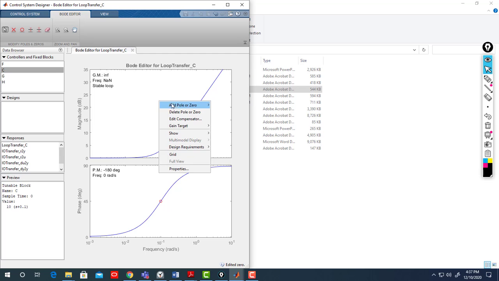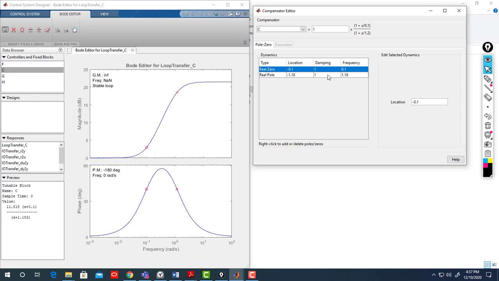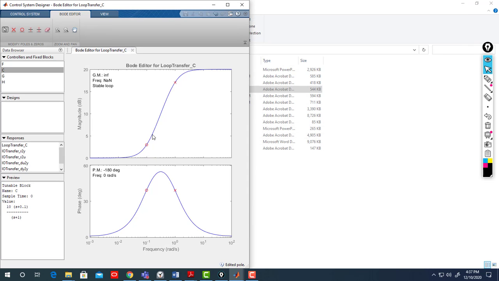And then I add a zero, right click, add real zero. You can do it this way, or click on the zero or the pole. Actually I want to add as a demo a real pole at 1, approximately. Okay, see what's happening here. Let's check if we are exactly at 1. Actually 1.11, so let's have it at 1, and that's what you see.